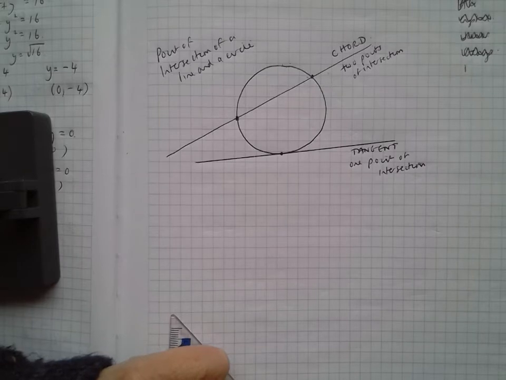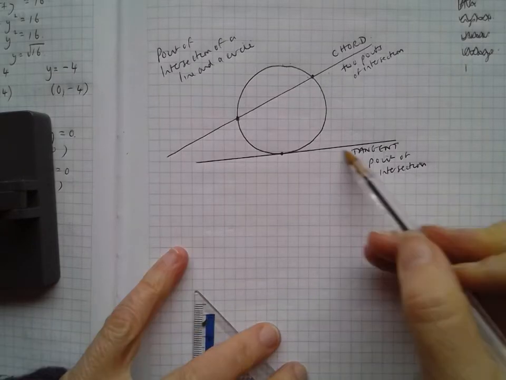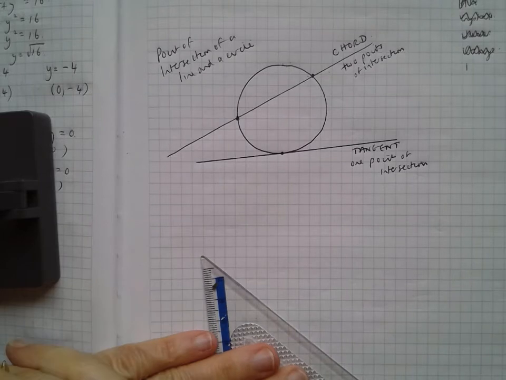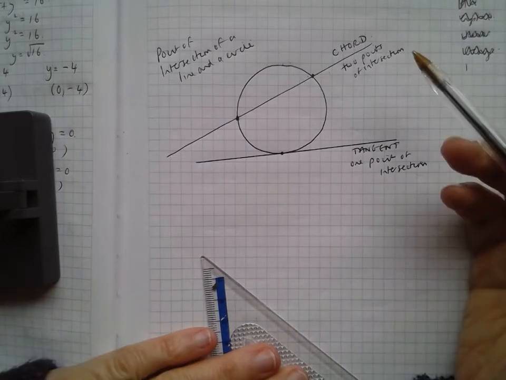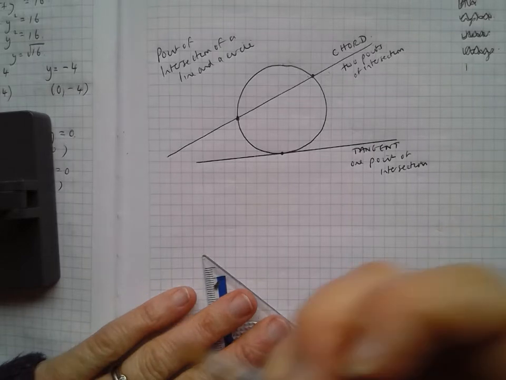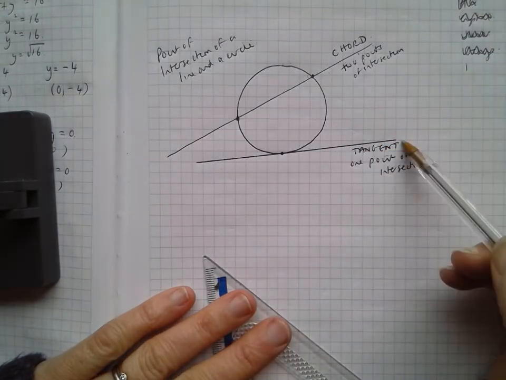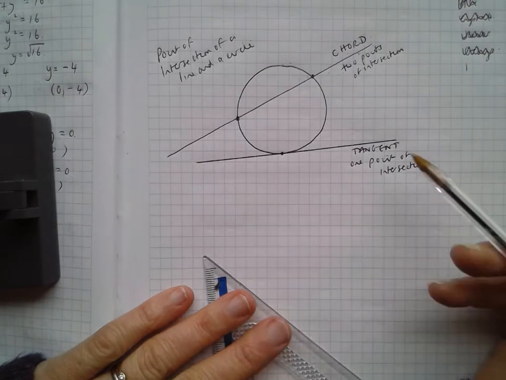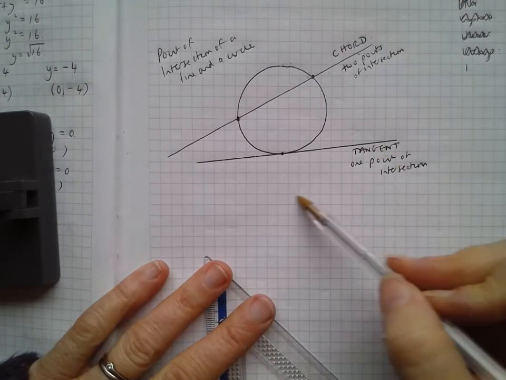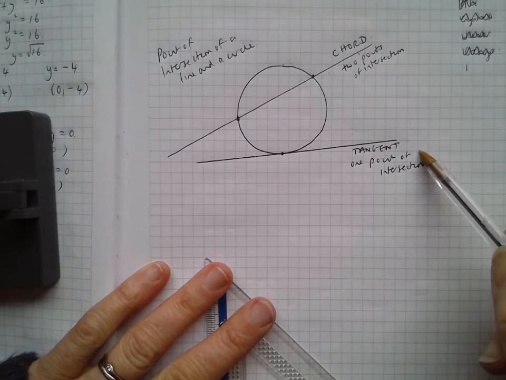Okay, so here we have those two phrases, a chord and a tangent. A chord is a line that cuts the circle at two places, and a tangent is a line that cuts the circle at one point. The one we're interested in today is a tangent. Now, if you notice, a tangent is a straight line.